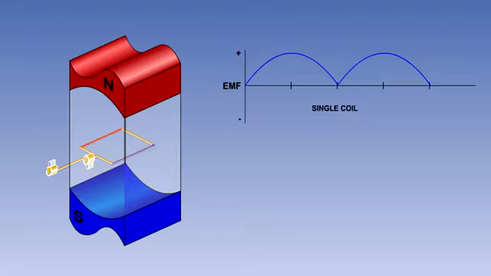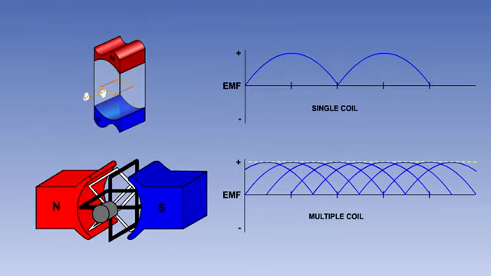Commutator ripple is the term given to the fluctuation of the voltage output of a DC generator, as the voltage rises and falls during the rotation of the armature loop. By increasing the number of coils in the armature, or the number of field coils, or indeed both, the pulsating or ripple effect of the DC produced by a generator can be reduced.